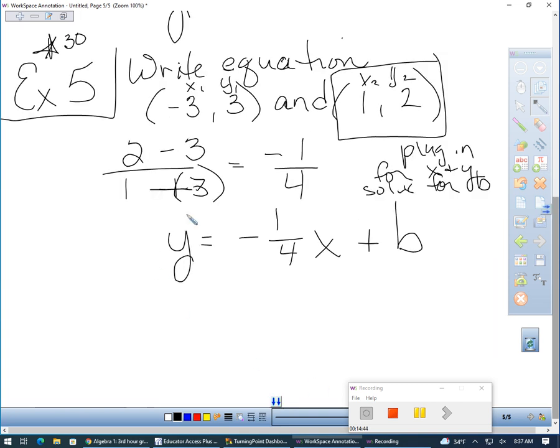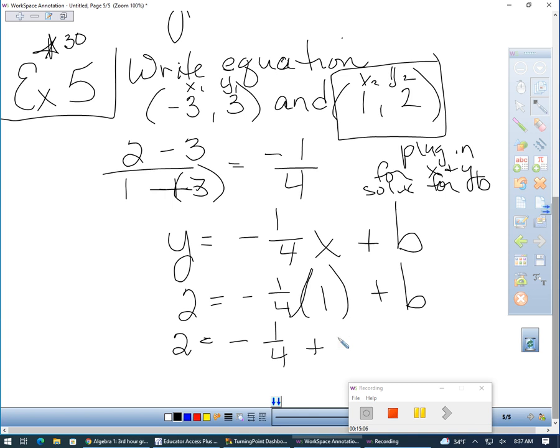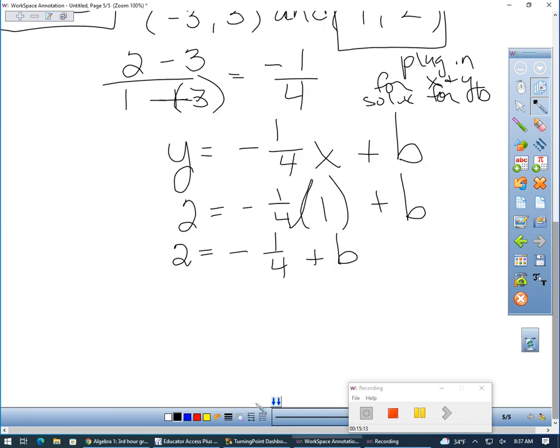So we have, out of 1 and 2, which one's my y value? 2. So I have 2 equals -1/4 times my x value of 1 plus b. 2 equals, if I multiply those, I get negative 1 over 4 plus b. All right, how are we going to solve this equation for b? What do you guys want to do? Add 1/4?